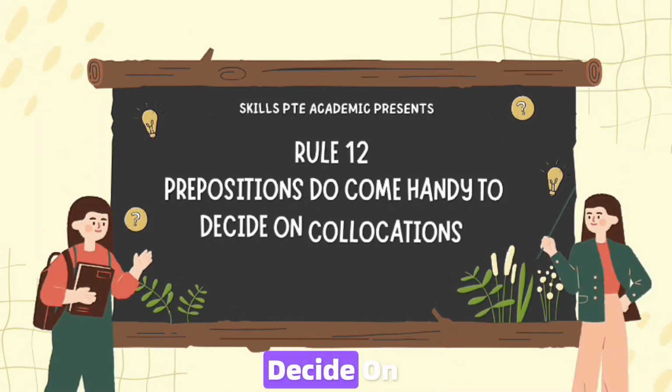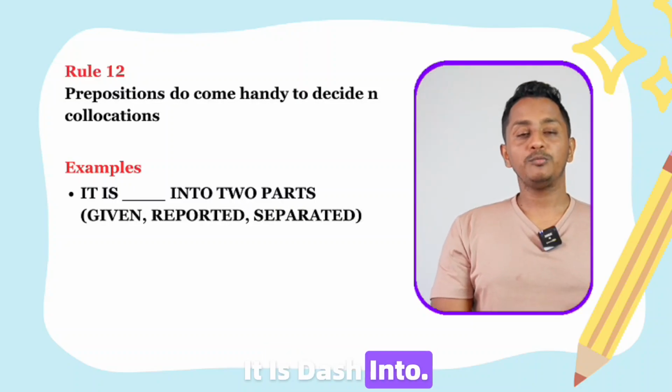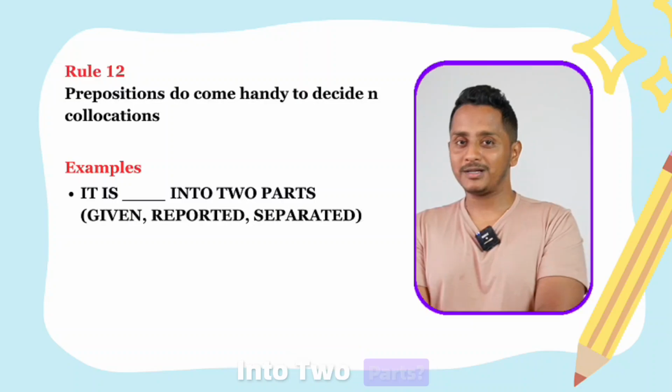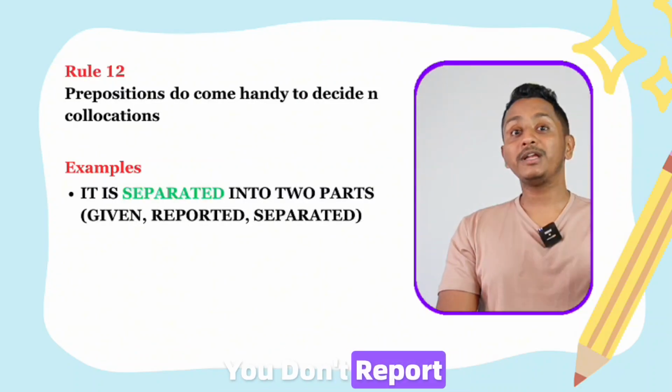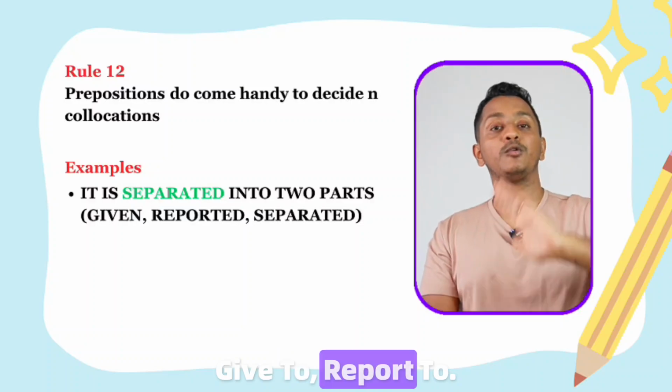Rule number 12: prepositions do come in handy to decide on collocations. Look at this question. It is dash into two parts. It is given, reported, separated. Now what goes into two parts? It is separated. You don't report into, you report to him. You give this to him. Give to, report to, but separate into.